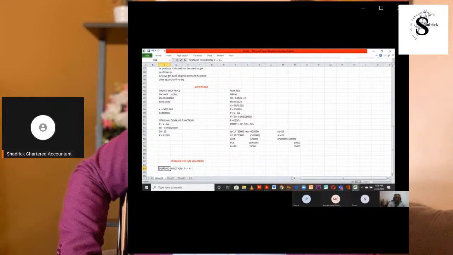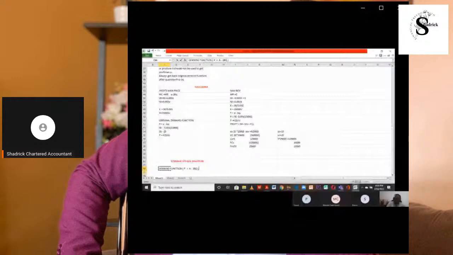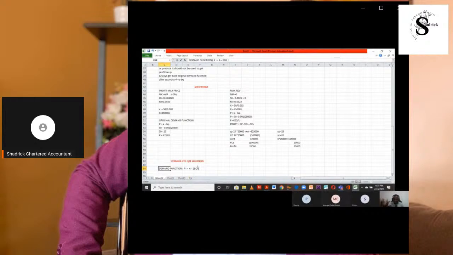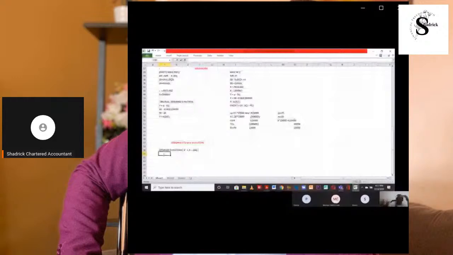The demand function: P is equal to A minus 2B Q. Okay, that's the demand function.